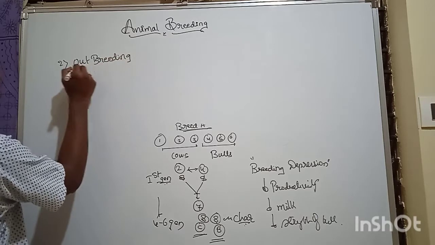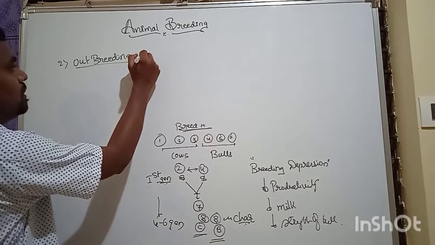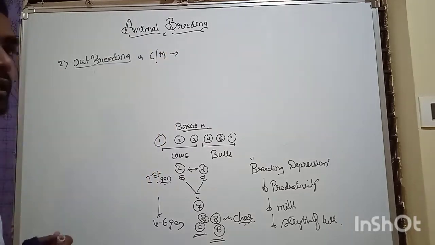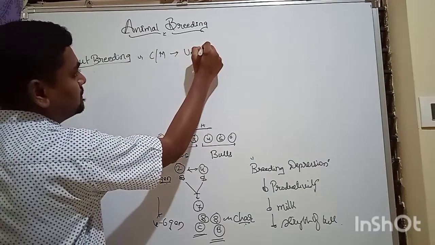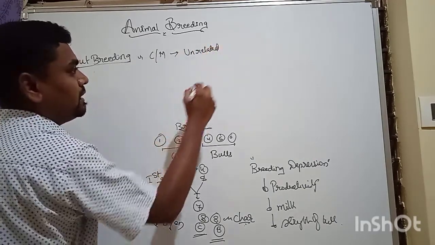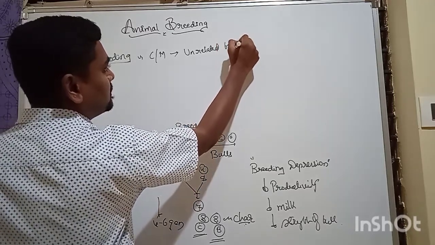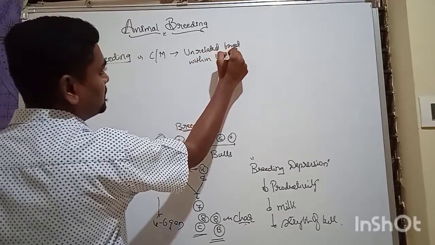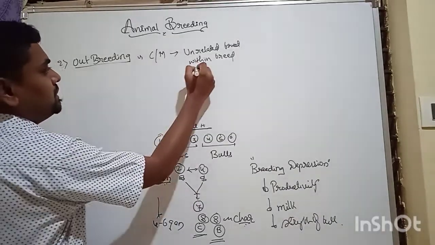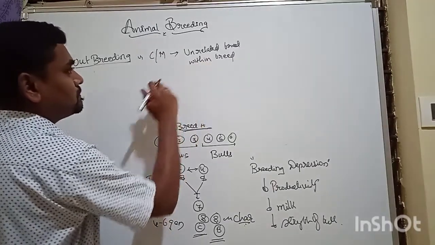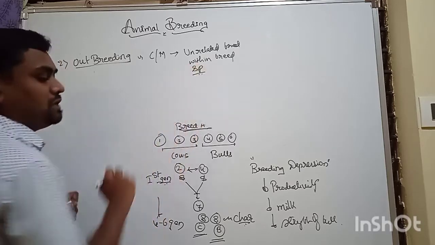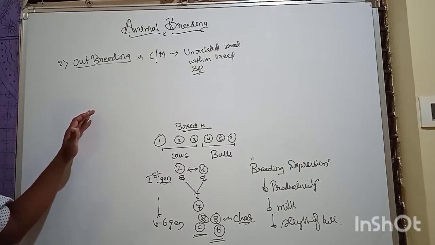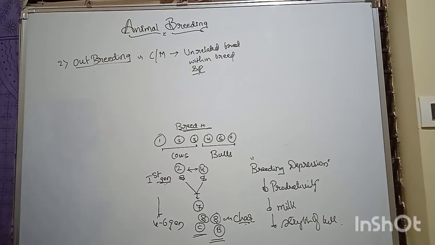Outbreeding. Outbreeding is crossing or mating of unrelated individuals within a breed or species. It is the crossing between unrelated individuals of the same breed, not having common ancestors.